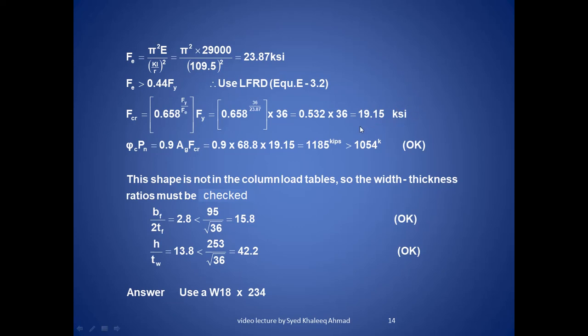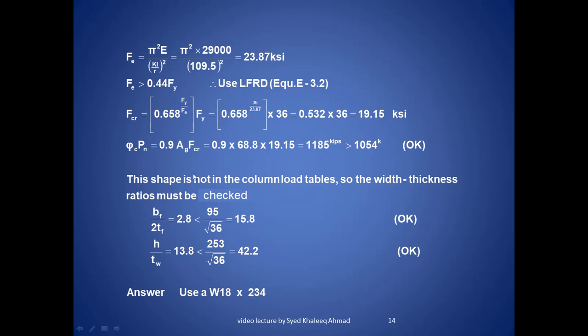Once you get this critical stress, we can find the critical load phi c Pn. 0.9 is the factor phi c, and Pn is gross area multiplied by Fcr. We substitute here, and this value is coming out to be 1185, which is greater than the required design load. That's why our section is safe. So this will be designed.